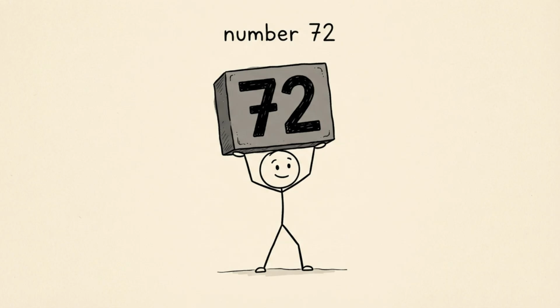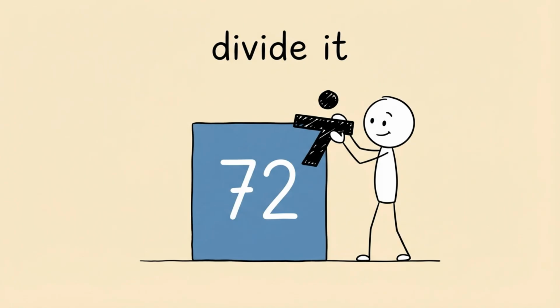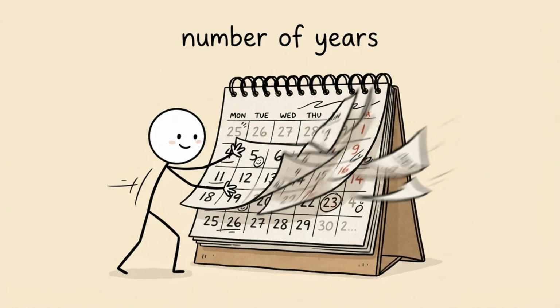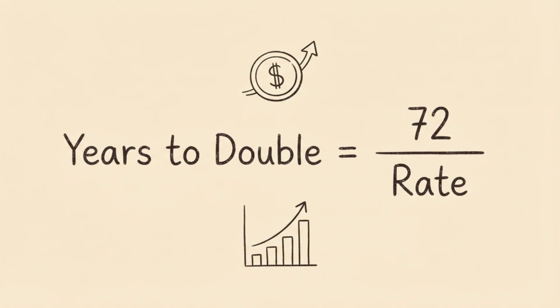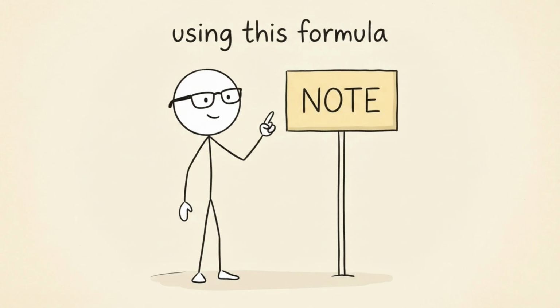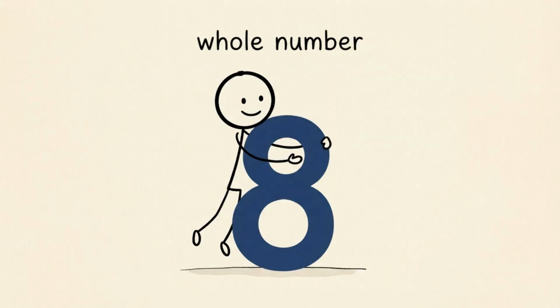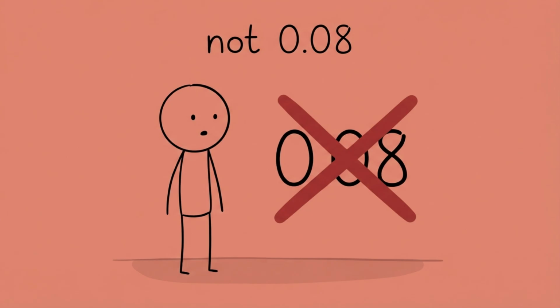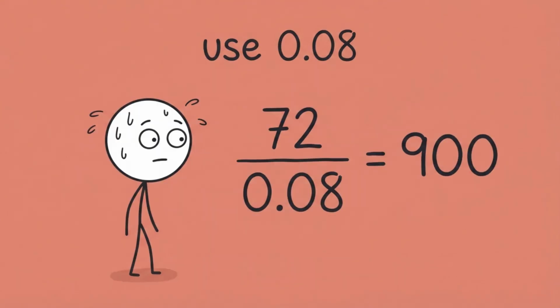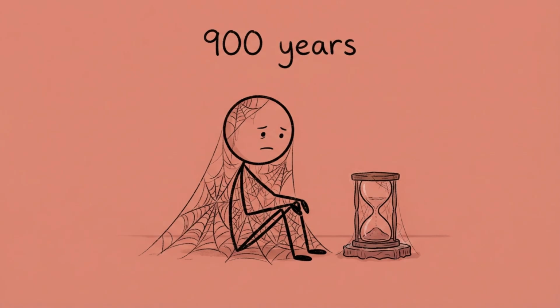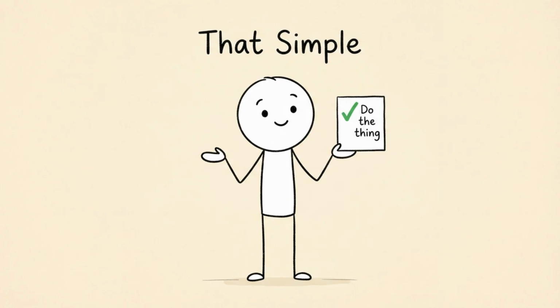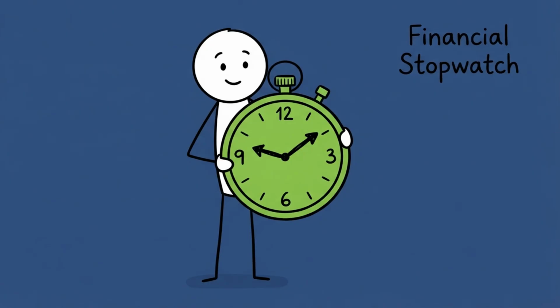You take the number 72, you divide it by the annual rate of return you expect to get. The answer is the approximate number of years it will take for your money to double. Years to double equals 72 divided by annual interest rate. Note, when using this formula, you use the rate as a whole number. So if your rate is 8%, you divide 72 by 8, not 0.08. If you use 0.08, the rule says your money doubles in 900 years, and I promise you, you don't have that kind of time. It is that simple. Think of it as a financial stopwatch.